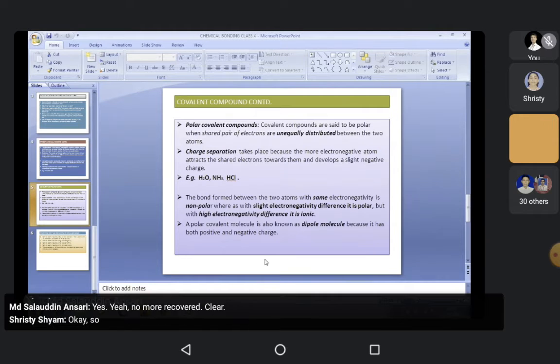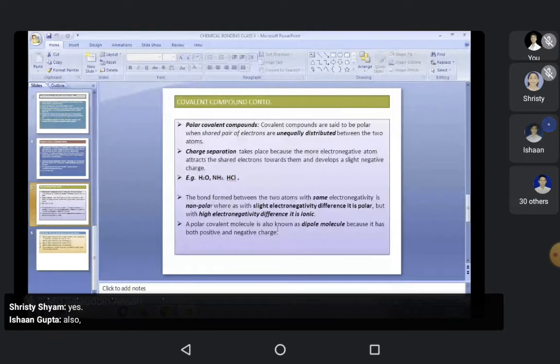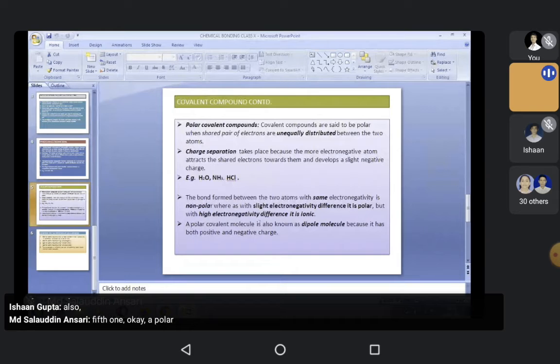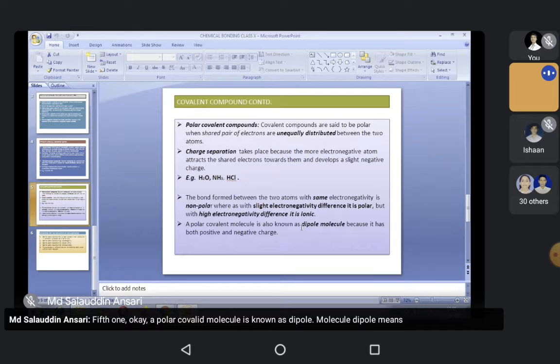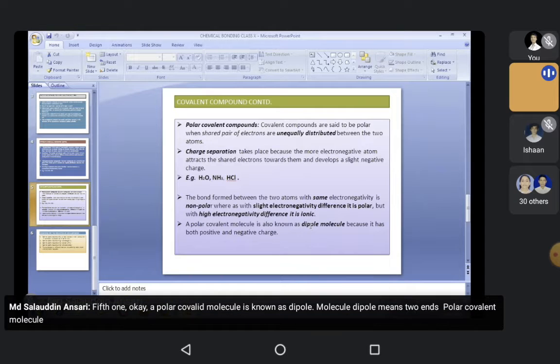Clear? Okay, sir. Sir, please explain the fifth one also. Fifth one, okay. A polar covalent molecule is known as a dipole molecule. Dipole means two ends. A polar covalent molecule has two ends, one positive end and the other a negative end. That's why it is known as a dipole molecule.